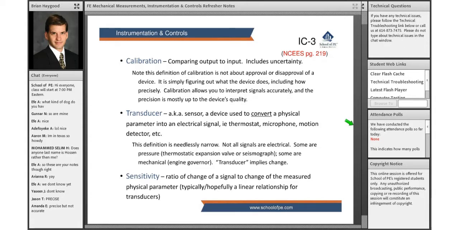We tend to extend that definition a little bit to say we're going to calibrate that equipment, and we tend to include with that fixing any problems we run into. But the calibration, according to this definition, is just the idea of measuring its performance.